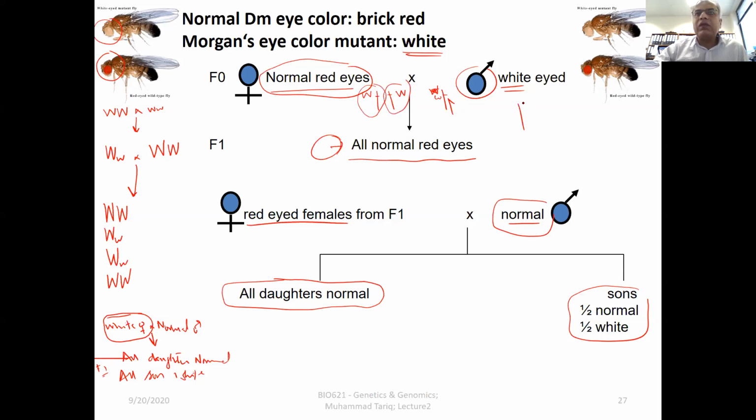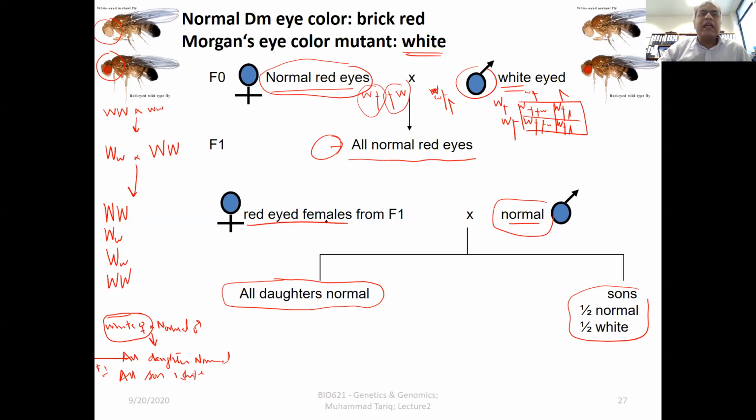So if we have just like this, small w, Y, and here capital W, capital W, so everybody is normal here because the male is contributing small w, which is going to the other X. So the daughters are also normal, sons are also normal.